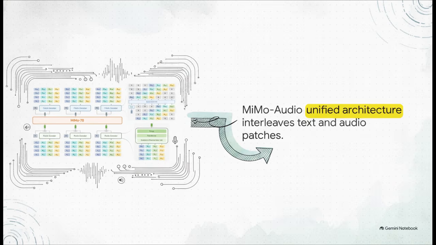And looking at the actual schematic for this pipeline, I really want you to notice how seamlessly the audio and text interleave within this unified system. You can clearly see the patch encoder aggregating the audio frames, and then it feeds them directly into the MiMo 7B language model right alongside the text, and then out through the patch decoders. There is no clunky translation layer in the middle stripping away the emotion. The model is literally thinking in both audio and text at the exact same time.